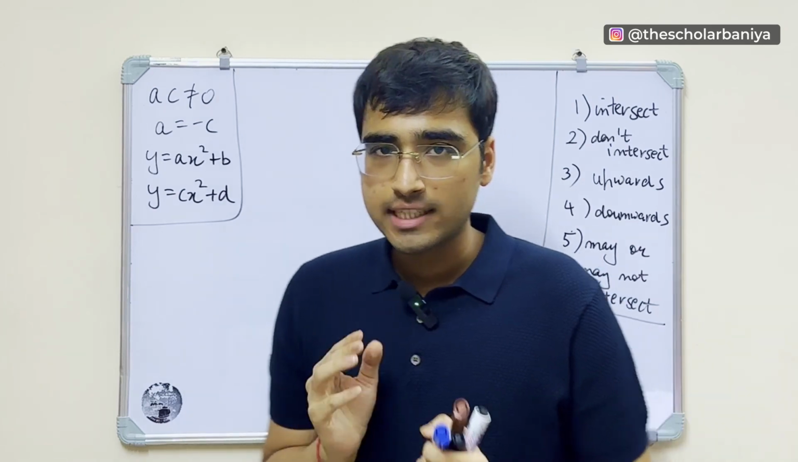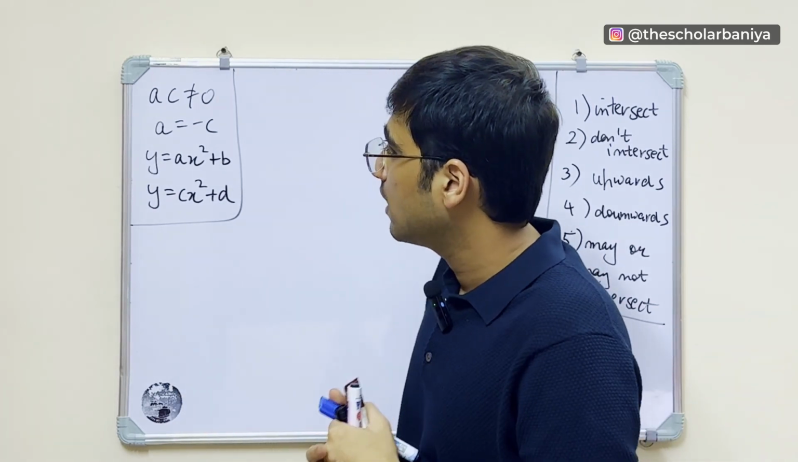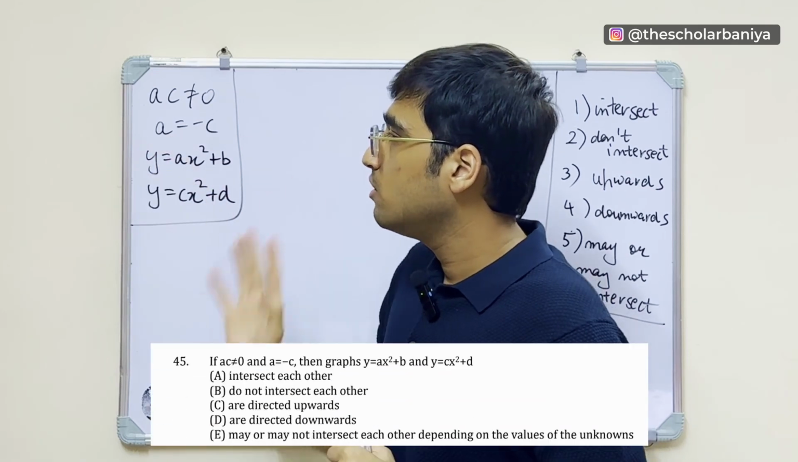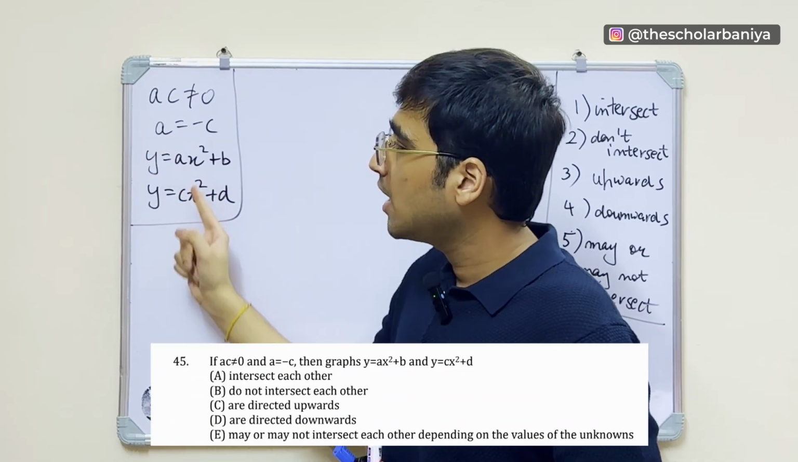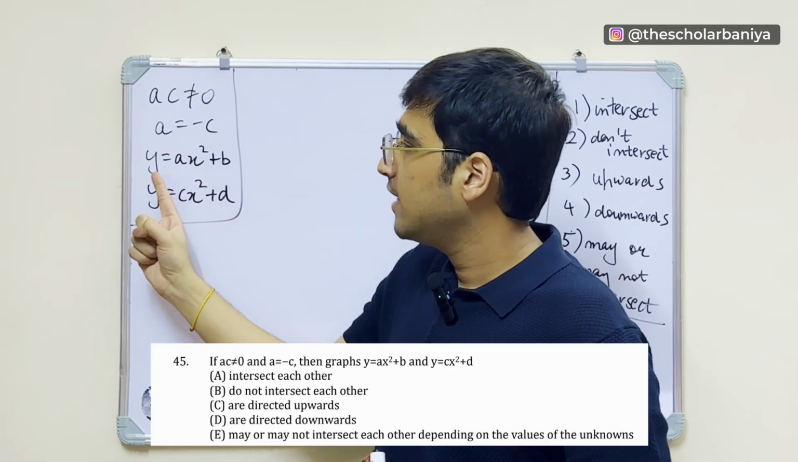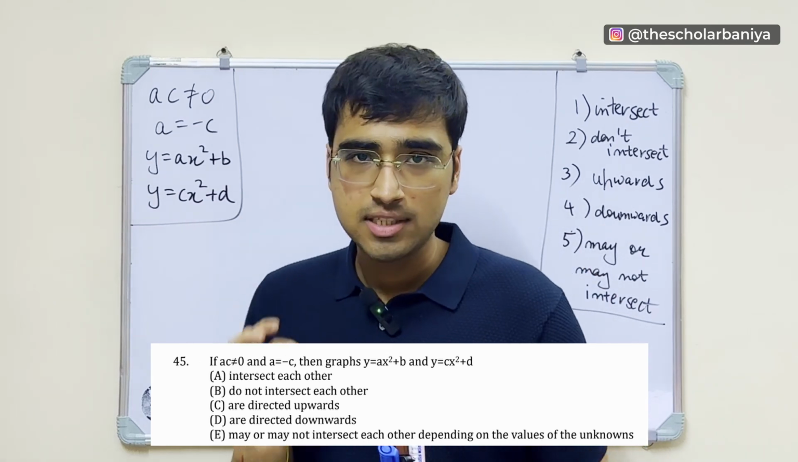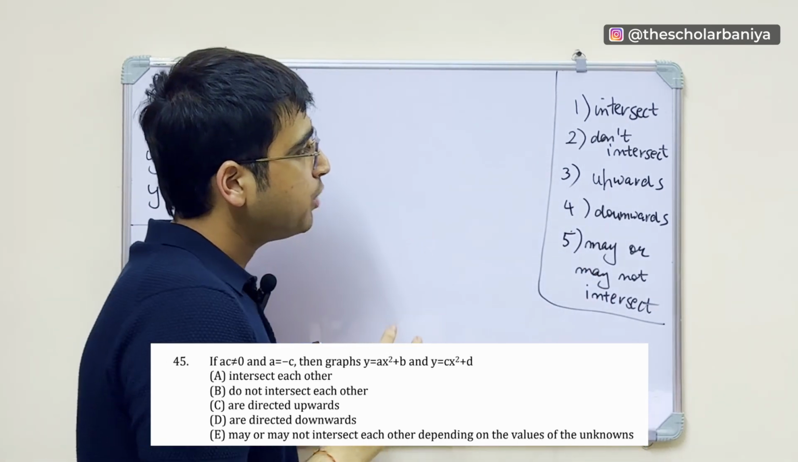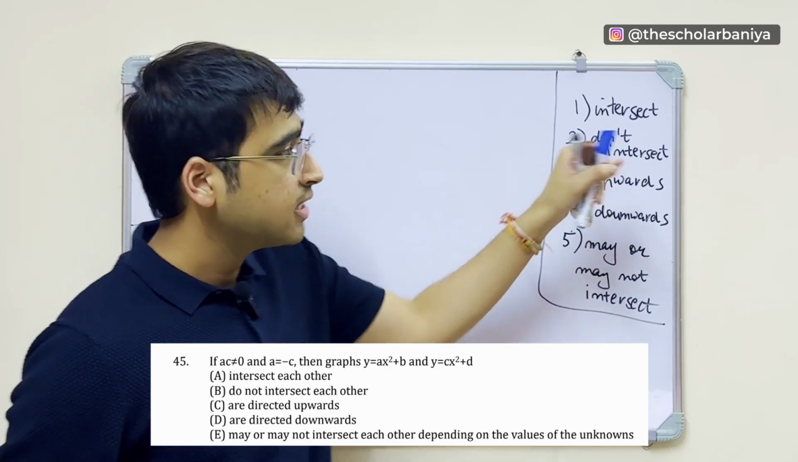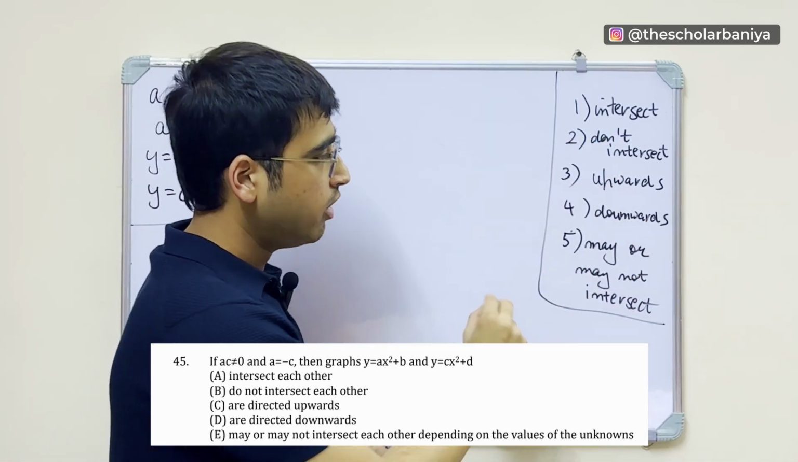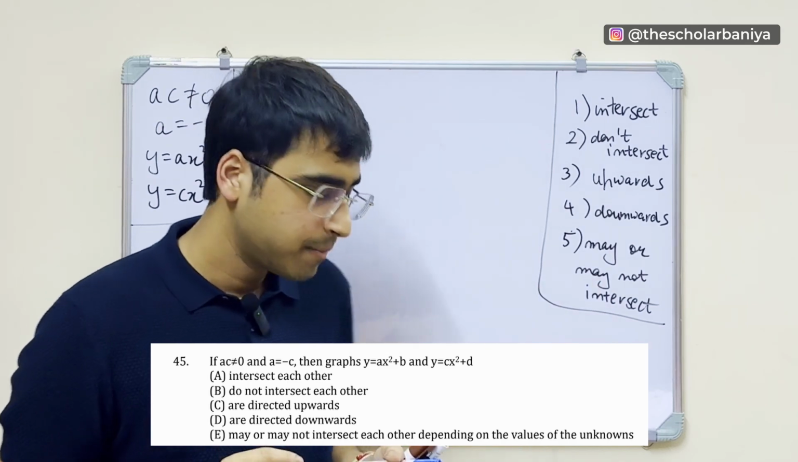So let's move on to the next question, guys. In this question, we are given that AC is not equal to 0, A is equal to minus C, and then we are given two parabolas, y equals ax square plus b and y equals cx square plus d. We have to tell whether both these parabolas intersect, they don't intersect, they are upwards, they are downwards, or they may or may not intersect.